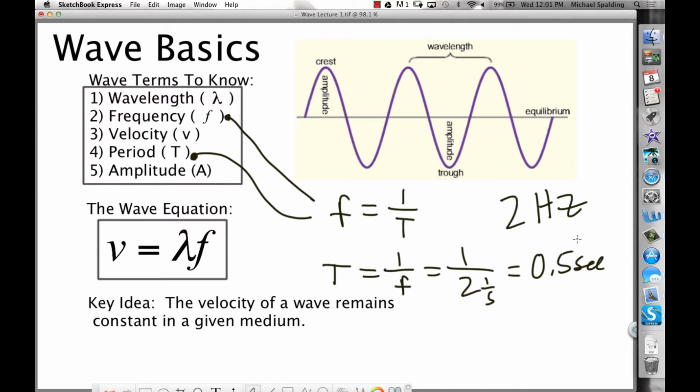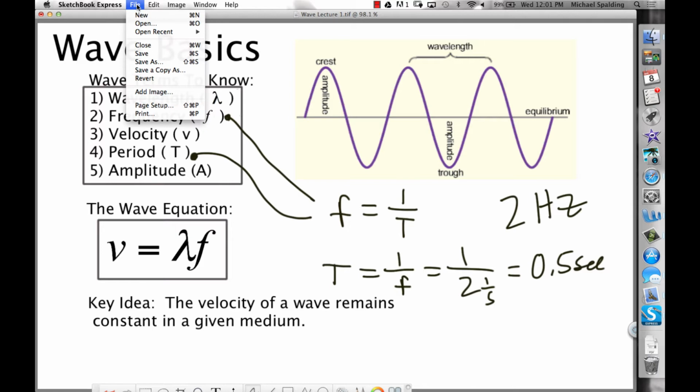4 hertz. So if I clap my hands with a frequency of 4 hertz, what's the period? What would be the period of 1 clap? 1/4 of a second, 0.25 seconds. All right, period and frequency are the inverse of each other.